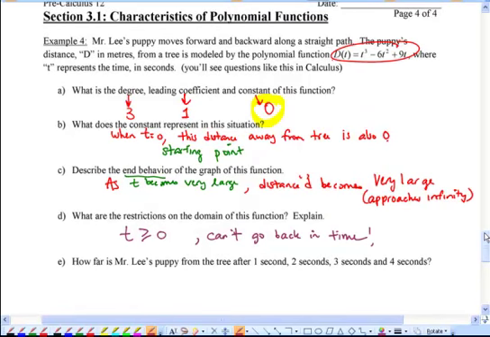Well, you're going to have to use that equation here, d of t. After 1 second, that just means I want to find d of 1, and we're just going to plug it in. So that's 1 cubed minus 6 times 1 squared plus 9 times 1. And that would be equal to, let's see, 1 take away 6 plus 9. How about 4?